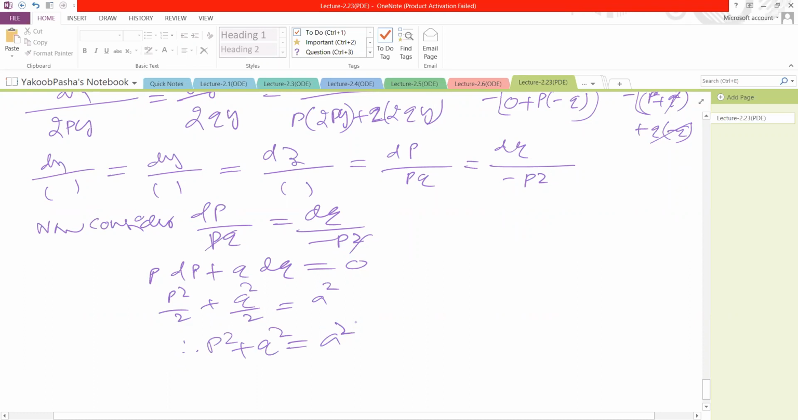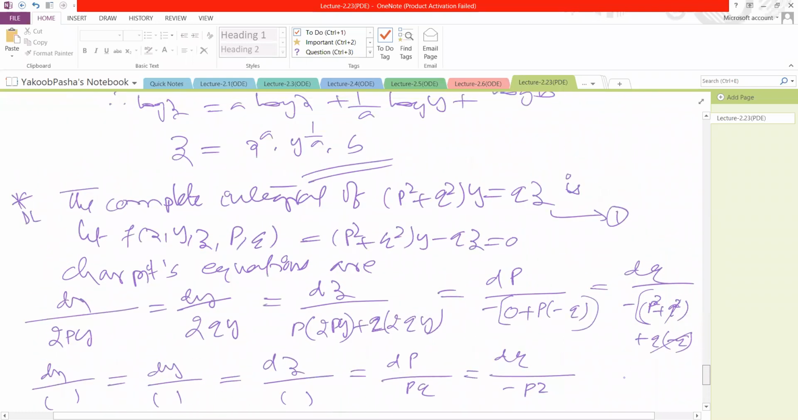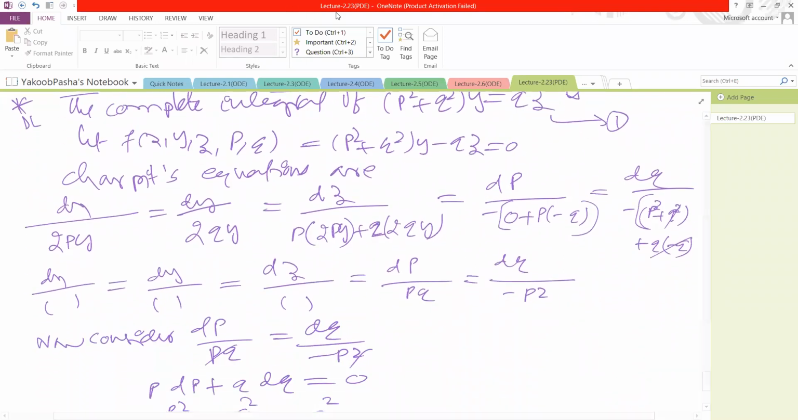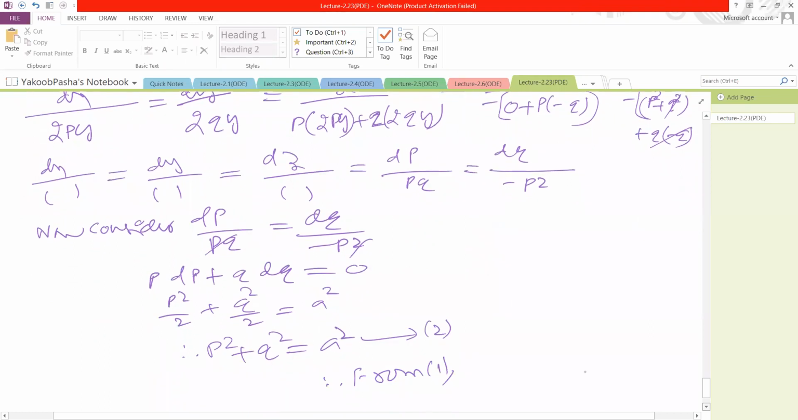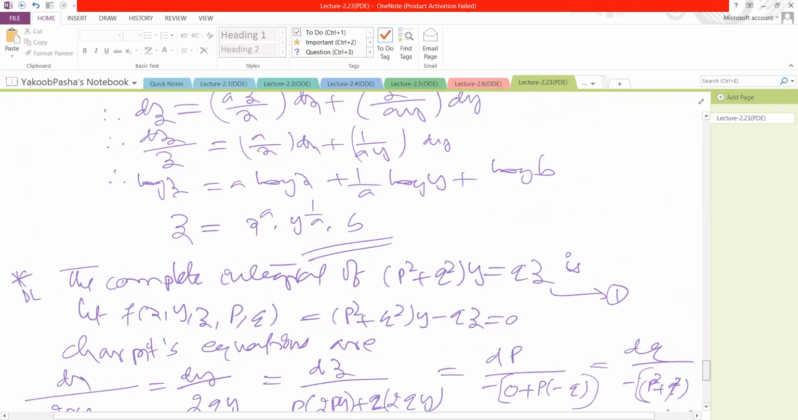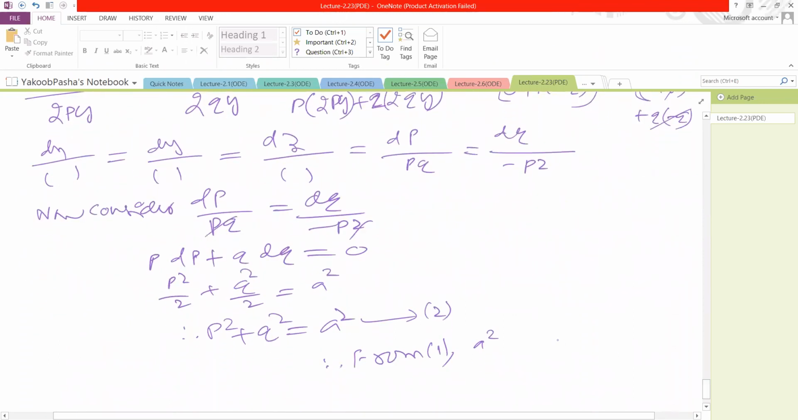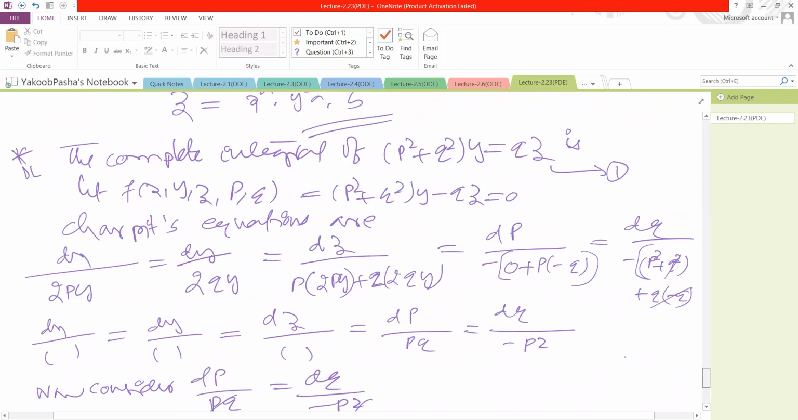Okay. Now substitute in equation number 1. We are taking this as equation number 2. Therefore, from equation 1, what is the equation? p square plus q square into y is equal to qz. We are substituting p square plus q square value. That value is a square only, so a square y is equal to qz.